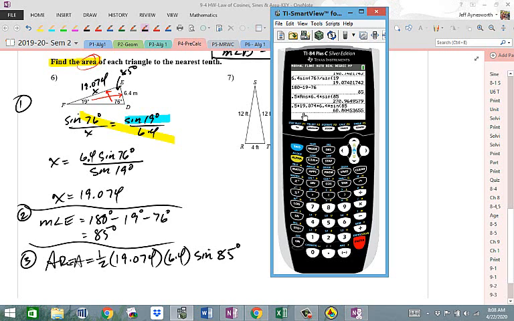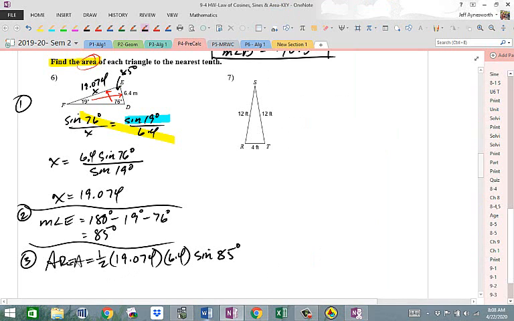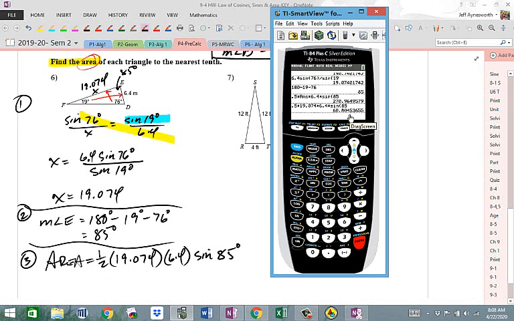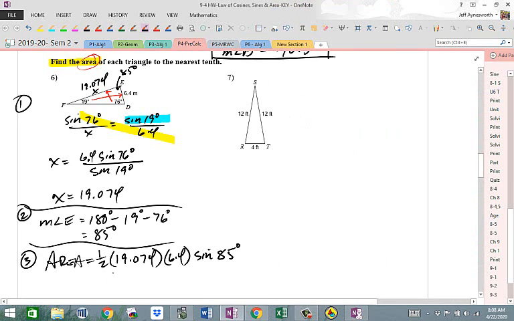So I just typed in the actual numbers right here. 1/2 is 0.5 times 19.074, which you see right here, times 6.4 times the sine of 85 degrees, and I get about 60.8 square meters. Everything's in meters here, so square meters. And there's my area. So you've got to make sure that you do the right thing on the calculator. I wrote it out correctly, but I didn't type it in correctly. So be careful. That's one of the hardest things about trig, just entering the right values in.